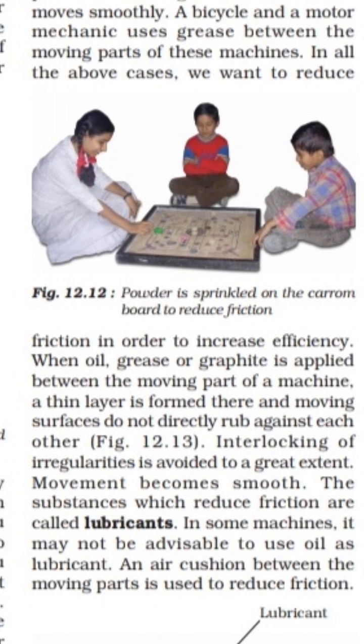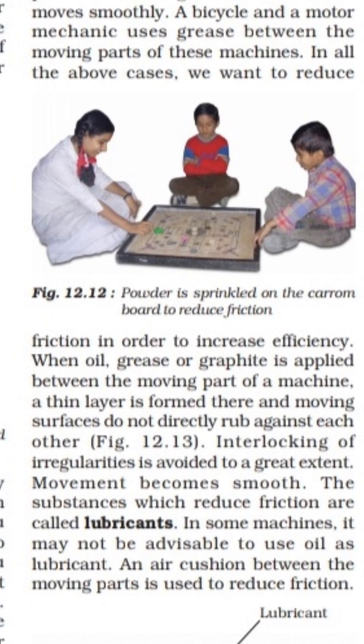Now why do a bicycle mechanic or motor mechanic use oil or grease between the moving parts of the machine? The answer was given here. They are preparing a thin layer between the moving surfaces, and because of that the moving surfaces do not directly rub against each other. Interlocking of irregularities is avoided to a great extent, and the movement becomes smooth.